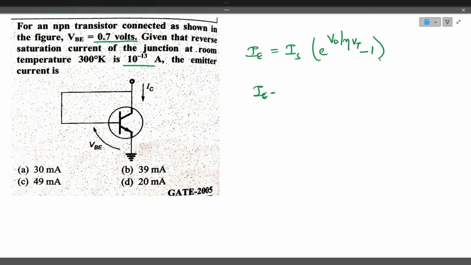So now the emitter current can be given as IS, which is 10 to the power of minus 13, times e to the power of the forward voltage drop across the diode, that is VBE, given as 0.7 volts, divided by eta, which is assumed to be 1 here because not specifically mentioned, multiplied by Vt, which is 26 millivolts. So if you solve this, the emitter current will come as 49 milliamps.